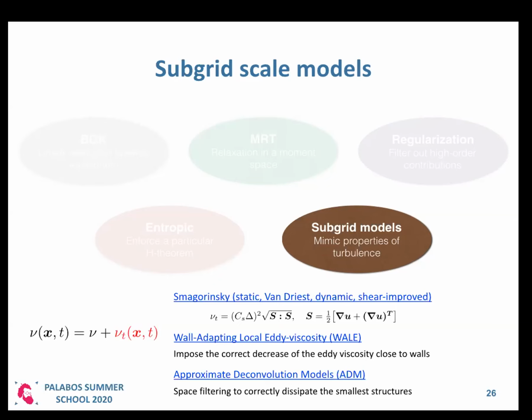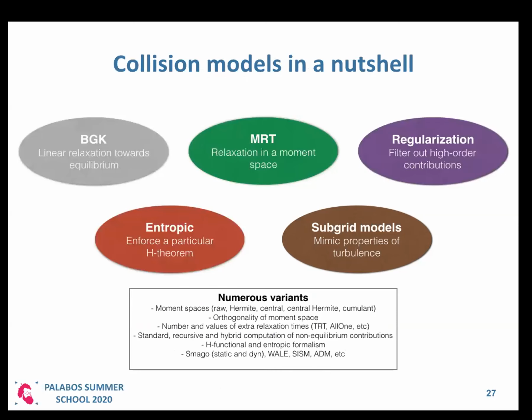But one of the main disadvantages of this approach is that it will increase the communication stencil of your lattice Boltzmann method, which will decrease the parallel efficiency of that code. So even though it's theoretically the best approach to account for subgrid phenomena, it is not that used, in fact. If I sum up, there are five families of collision models, which can be combined.